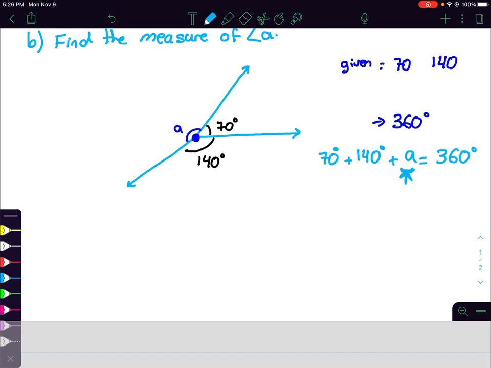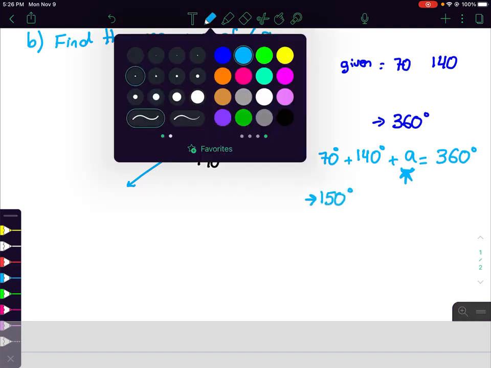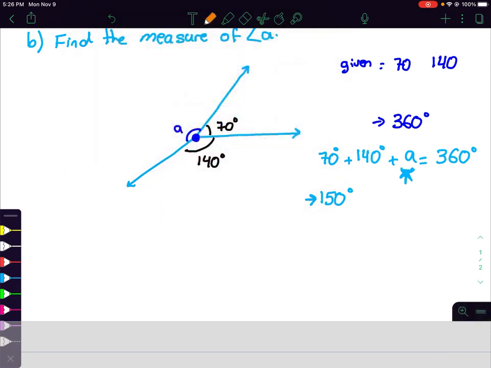So first we say 360 minus 70 minus 140 gives us 150. If you'd like to try and test it out, you can. So you say 70 plus 140 plus 150 equals how much? 360 degrees. Okay, so the angle A is 150.